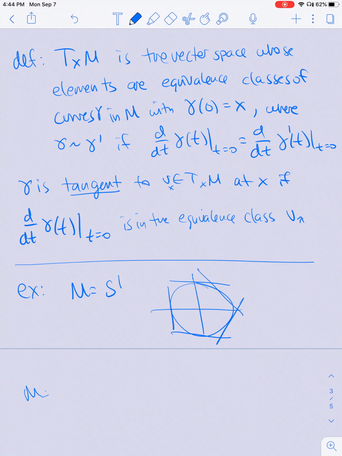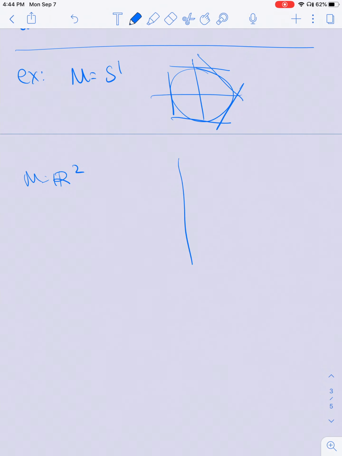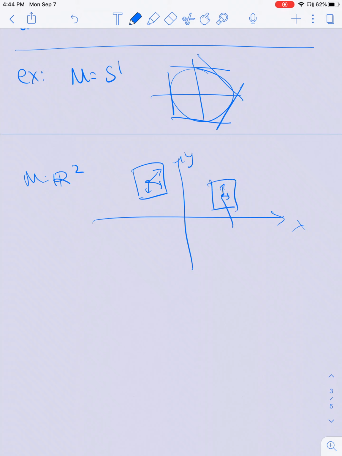But if M is R^2, then the tangent space is, here's my original R^2, but now at every point, I have a tangent space living. And I can pick vectors of any length in any direction at every point. So we'll try to be really careful about this.